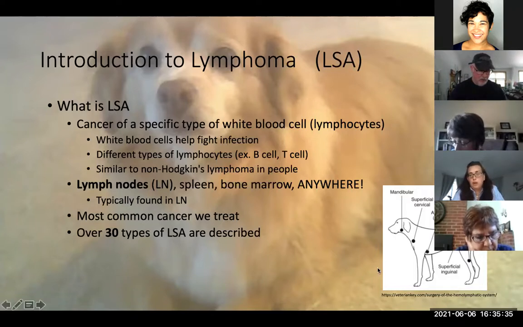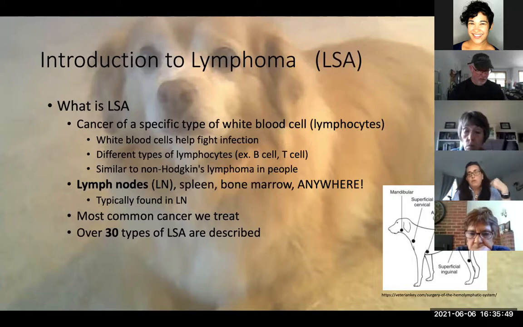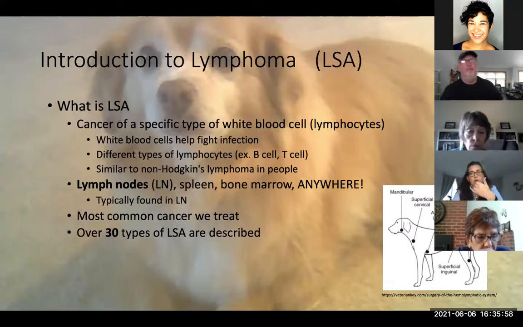And so here I have an image of where the most common palpable nodes are. We have the one under the jaw that most people, if they've seen or had a pet with lymphoma, have felt. They also have one in front of the shoulder and then behind the knees. And those are the ones that, as owners, if they are enlarged, we're going to probably palpate first. But like I said, lymphocytes can be anywhere in the body. And so as a result, so can lymphoma.